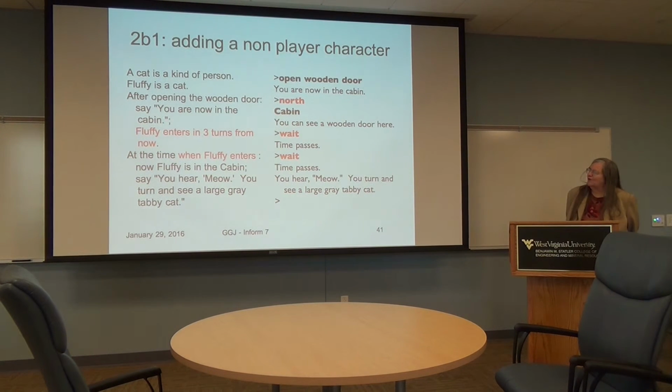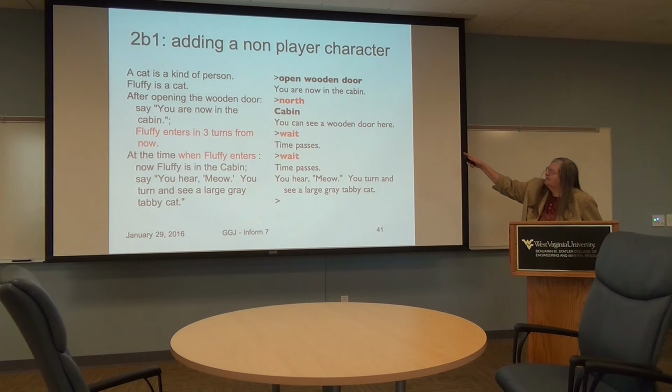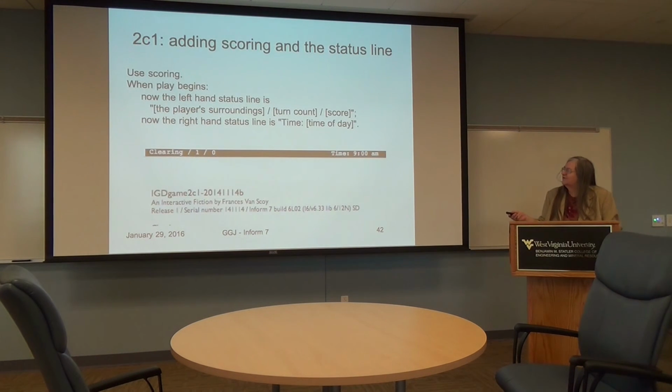After opening the wooden door, say you are now in the cabin. Fluffy enters in 3 turns from now. Now I could put a call to a random number generator there, and in a real game I would. But the idea now is I enter the cabin, and I see the inside of the wooden door. Wait. Time passes. Wait. Time passes. You hear, meow. You turn and see a large gray tabby cat. So that's the start of how you can include a non-player character in here.